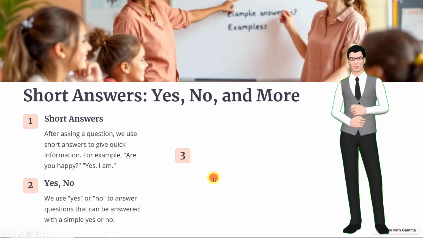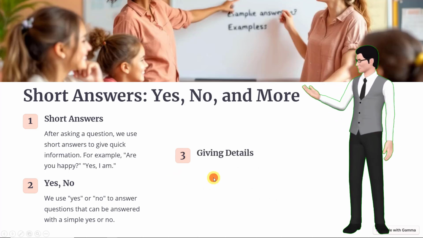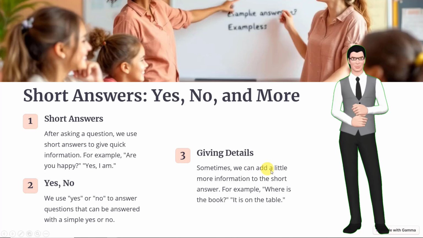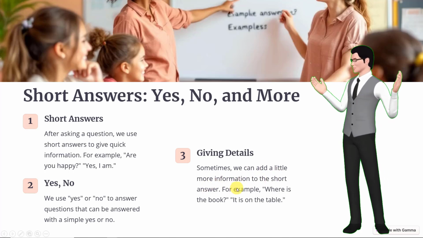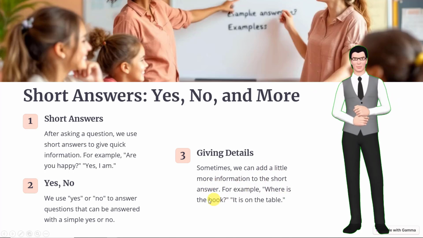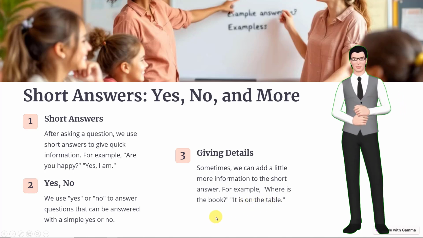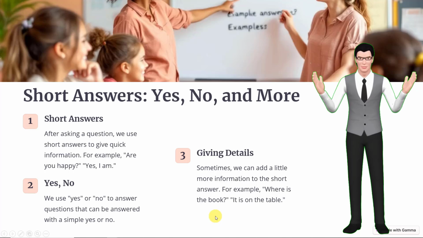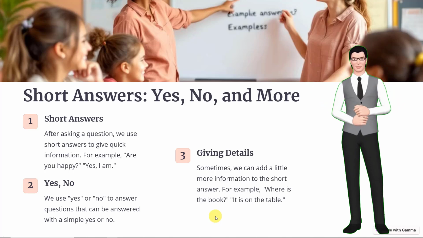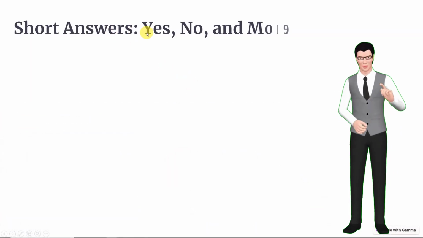Giving a little bit more details. Sometimes we have to add a little bit more information to the short answer. For example, where is the book? It's on the table. Which fruit do you like? For instance, you'll have to say an apple, right? You sometimes have to give just a little bit more information to make it correct. Short answers with yes, no, and more.